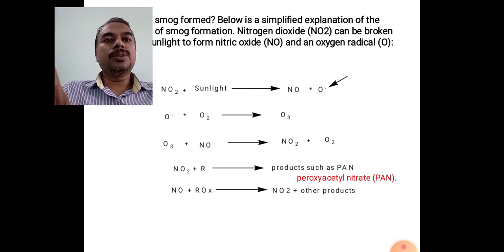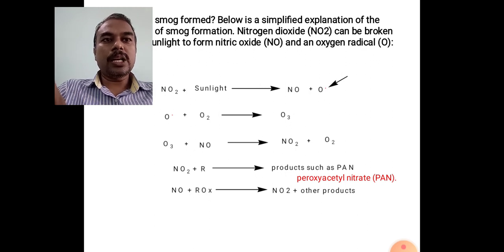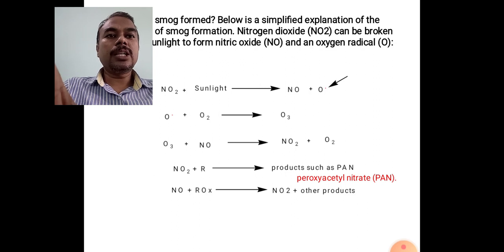First, nitrogen dioxide reacts in the presence of sunlight. So this is one kind of photochemical reaction, which gives nitric oxide and oxygen radical. You can see by the arrow that the dot is a radical. This radical form of oxygen reacts with oxygen to give ozone, and we know that ozone at ground level is a dangerous one. This ozone reacts with nitric oxide to give nitrogen dioxide and again oxygen.